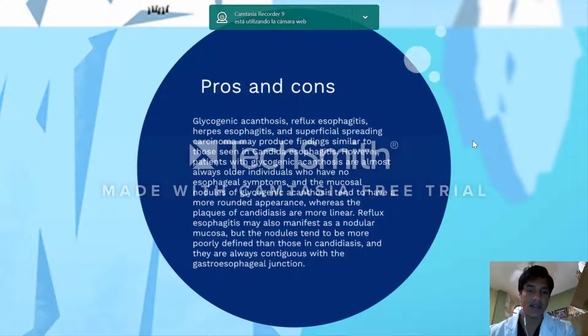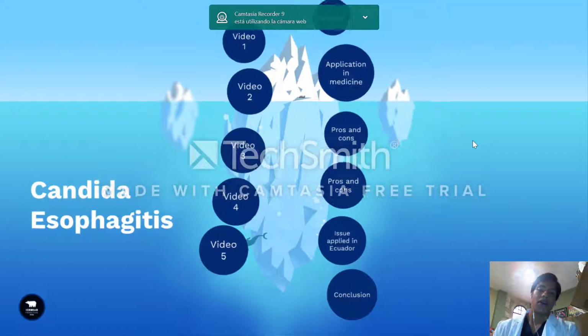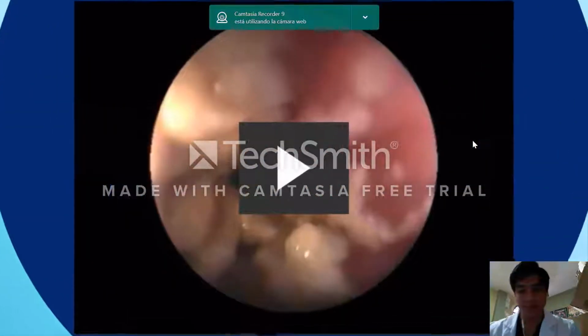Reflux esophagitis may also manifest as a nodular mucosa, but the nodules tend to be more poorly defined than those in candidiasis, and they are always contiguous with the gastroesophageal junction. Another video.